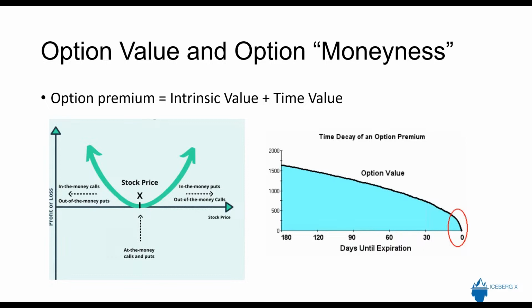So the put scenario is the reverse. Anything that's above the strike price, normally you won't exercise, and anything that's below that, usually you exercise. So that's how we define the value of an option.